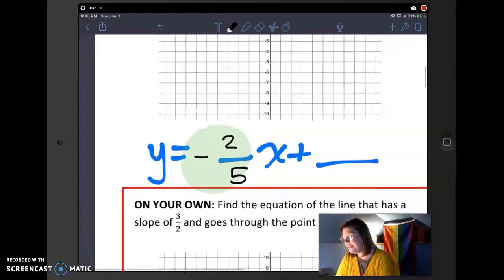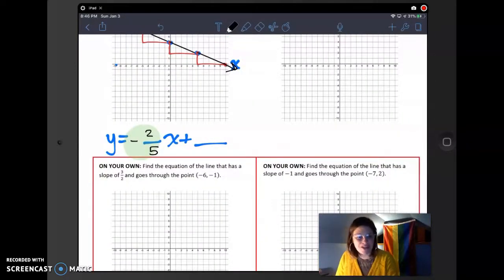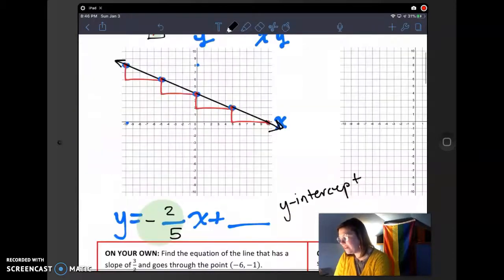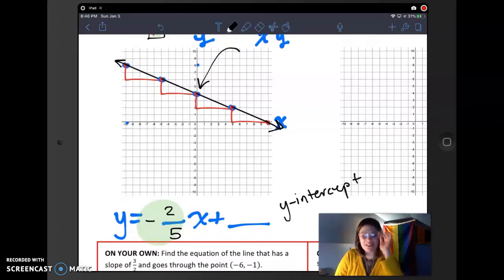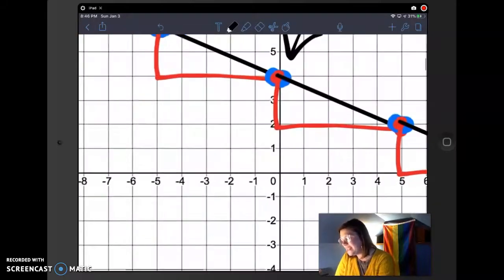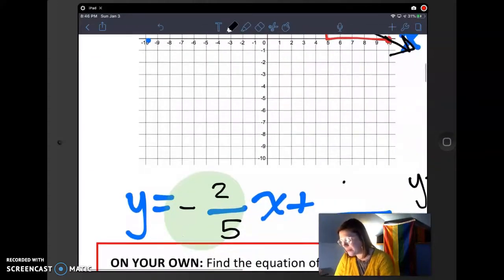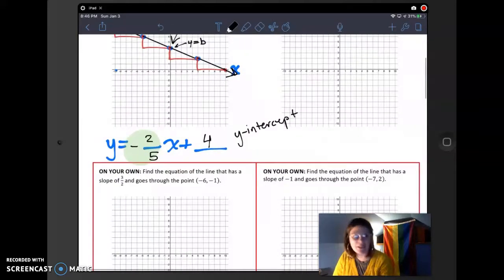Now for the second part, we need to figure out what our B value is. Remember, B stands for y-intercept. And the y-intercept is where the graph crosses over the y-axis. We talked about that at the beginning when we said y is the up and down axis. So we can see here that our number for B is 4, and we've talked about that a lot. So we put the number 4 here, and we're basically done.